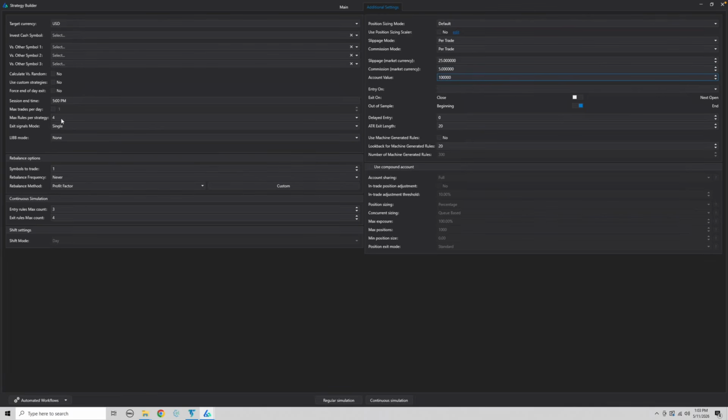We are actually going to change the max rules for entry to 2. So what this means is we are going to have 2 rules. The first rule is the one that's already existing, which is trade every day of the week. That's rule 1. The second rule, we don't know. That's what we're going to have Build Alpha data mine for. And we're going to exit on one single signal on the exit.